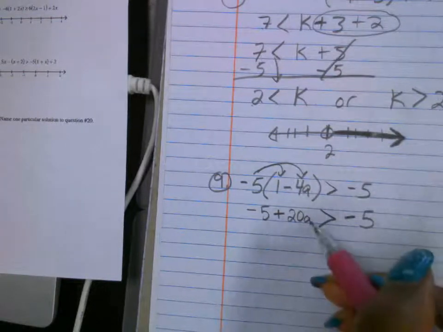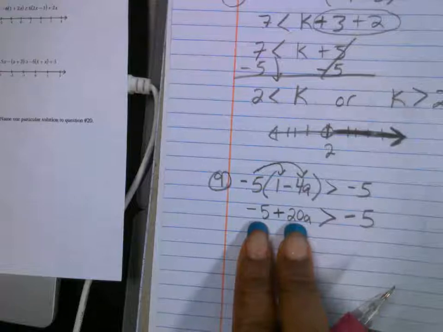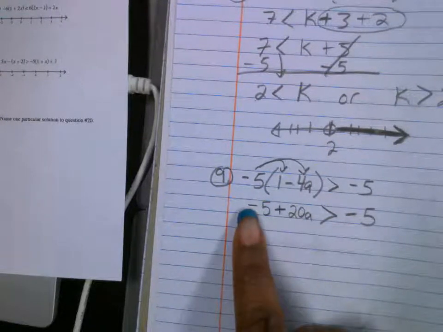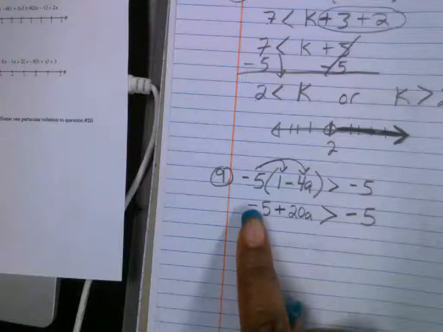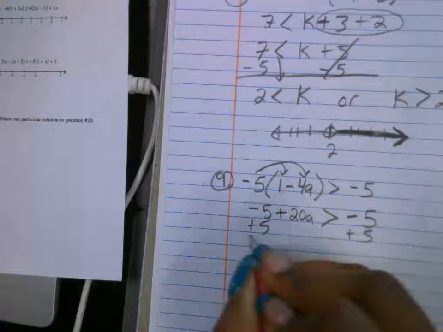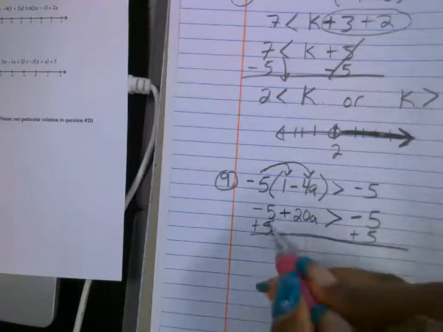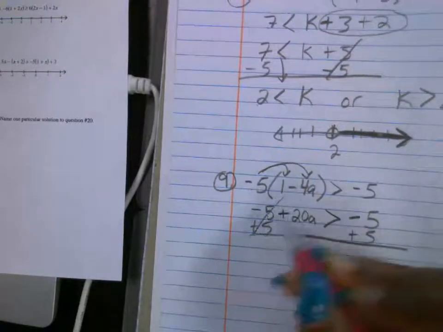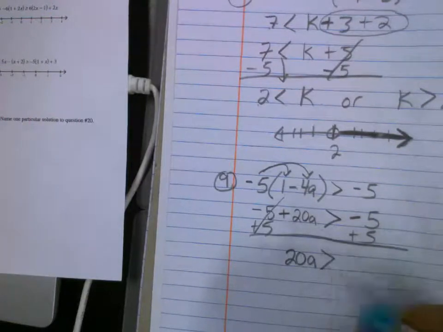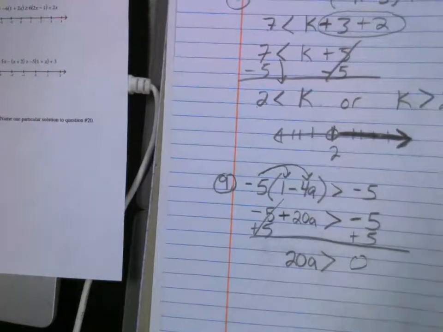Now you need to get a by itself by getting rid of these two numbers. Get rid of anything you can add or subtract to remove. This is a minus 5. The inverse of subtracting 5 is to add 5. So that's how we can move 5. When we add 5 to both sides, this is 0 and we're left with 20a greater than this side is 0.